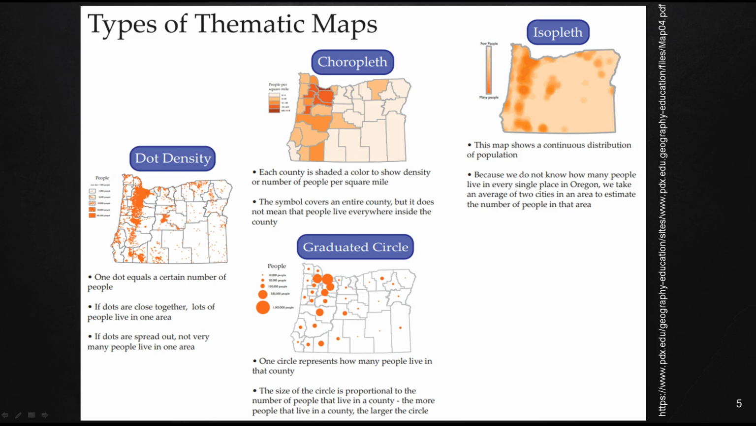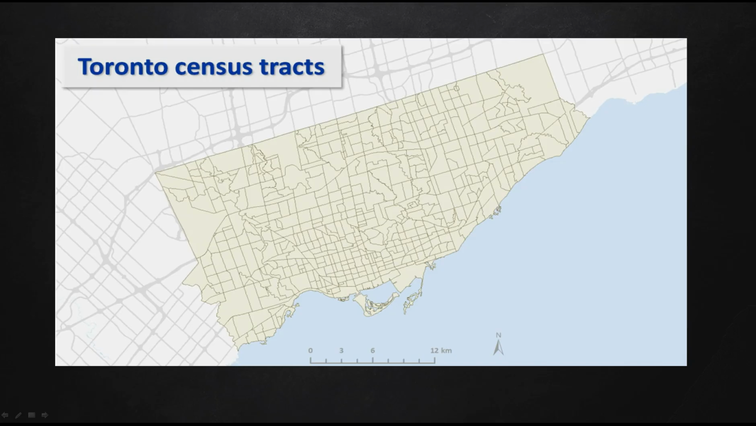Then there's also the graduated circle. One circle represents how many people live in that county. So the smaller the dot, there are 10,000 people, and the larger the dot, there are 1 million people. So you can quickly see where people live. And an isopleth map shows a continuous distribution of the population. So those are 4 of the more common types. For this class, you're probably going to be strictly dealing with choropleth or graduated circle maps.